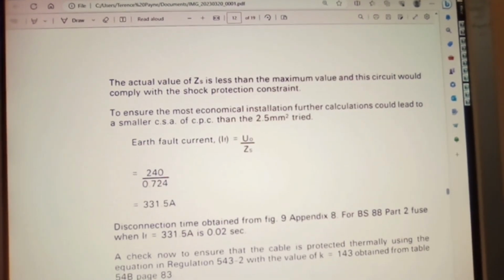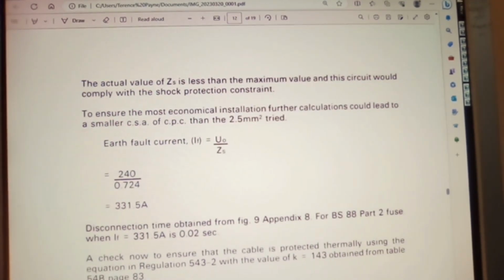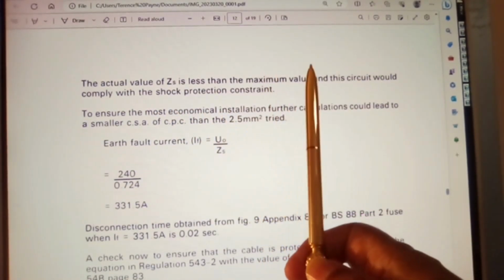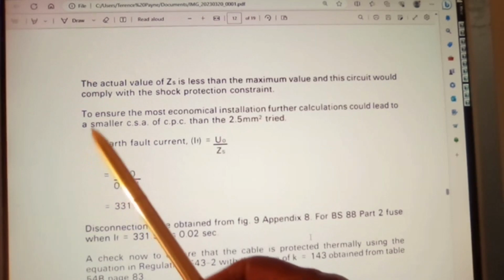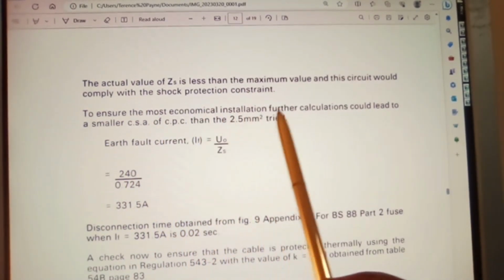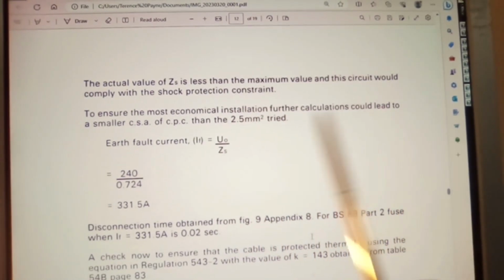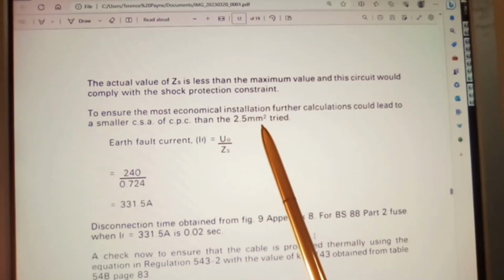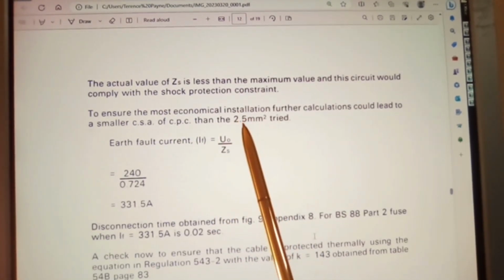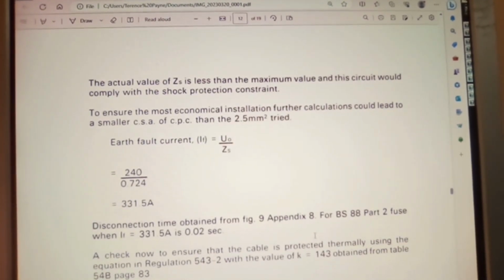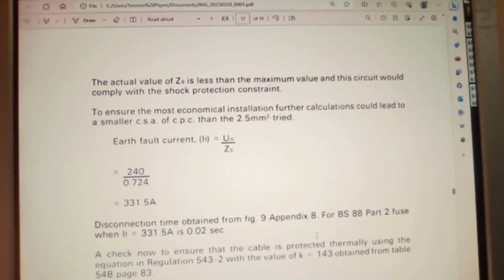So let me just make sure I bring this into square into online. The actual value of ZS is less than the maximum value, and this circuit would comply with the shock protection constraint. To ensure the most economical installation, further calculations could lead to a smaller CSA of CPC than 2.5. Sorry, but I would recommend sticking with the 2.5. It allows for any future development should the system change for whatever reason.